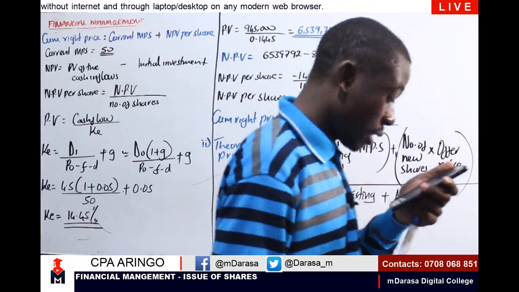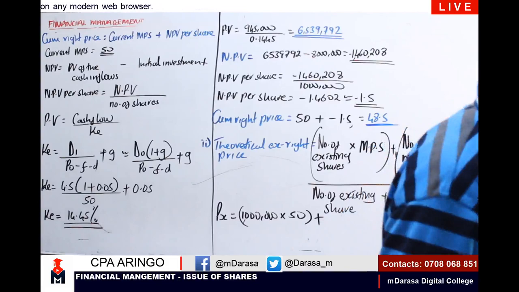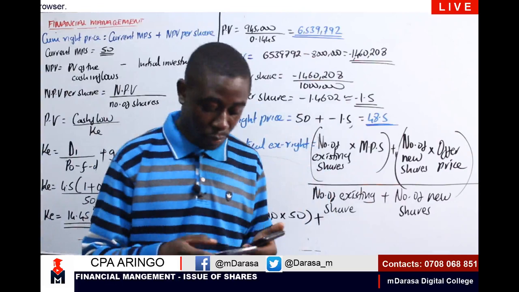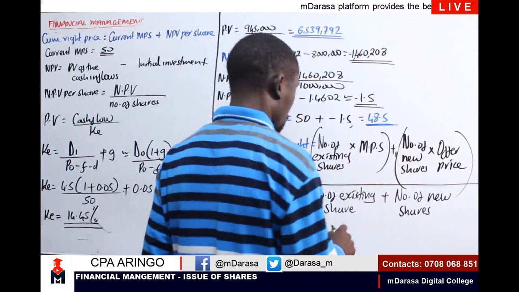The board of directors has decided to make a 1-for-5 rights issue at a subscription price of 40. So basically, we are talking of 8 million divided by 40. That should give us how many shares? 8 million divided by 40 gives us 200,000, right? So the number of new shares is 200,000.